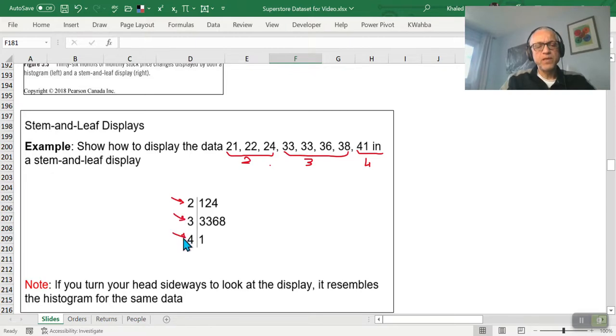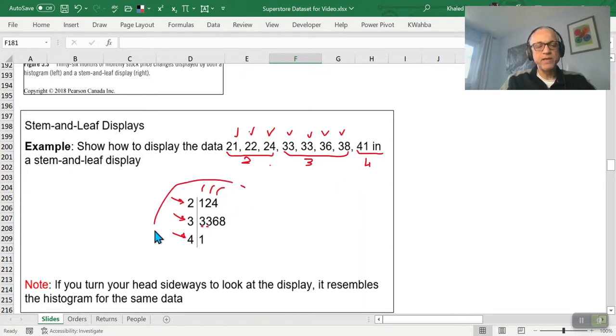It's easy. Now let us see in the category of 2, the 20s, what do we have? We have 21, 22, and 24. There are three spots for the 20s. What about the 30s? The 30s have 4 spots: 33, another 33, 36, and 38. You can see them here easily. 33 appears twice, and then the 6 for the 36 and the 8 for the 38. As for the 40s, you have only one.